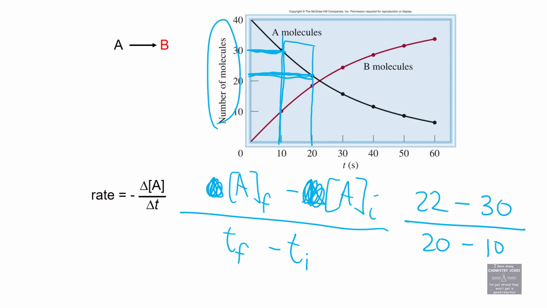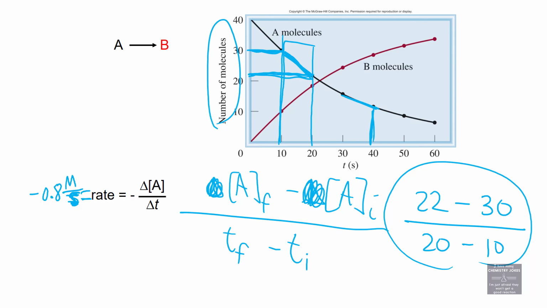So I can find the rate at which A is disappearing by plugging in these numbers, and I will get negative 8 over 10, which gives me a negative 0.8 molarity per second. So we can say A molecules are disappearing at a rate of negative 0.8 molarity per second in the window of 10 to 20 seconds. That's the rate here. It's not the rate over here at 30 to 40 seconds. That rate is different.